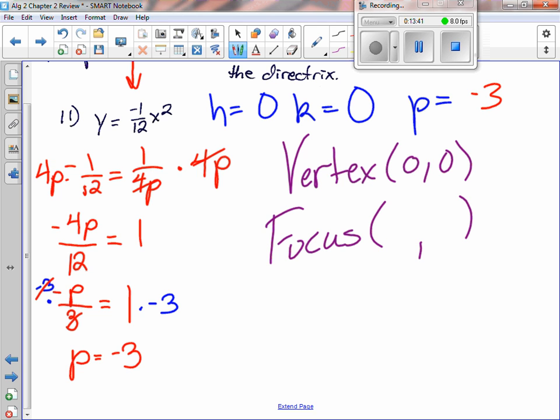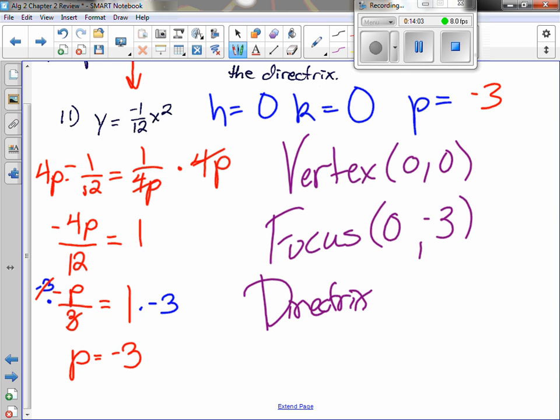Now the vertex for us is 0, 0, because the values of h and k are both 0. So that worked out nicely. Now the focus, so when we look at y equals, the focus is h comma k plus p. Well, h is 0 plus negative 3 is negative 3. Directrix, y equals, well, 0 minus negative 3. It'd be positive.